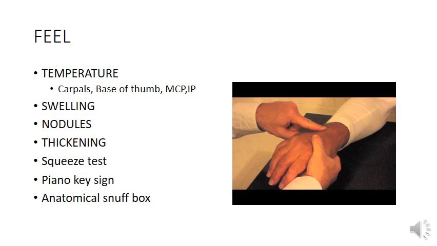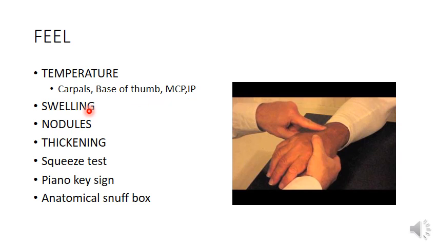We then proceed on to the palpation. So in the palpation, we go about seeing the dorsal aspect of the hand first. Look for the temperature. Check the carpals, base of the thumb, metacarpophalangeal, and then the interphalangeal joints individually. Compare it with the other hand to look for any inflammation.